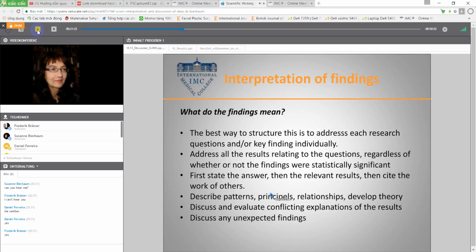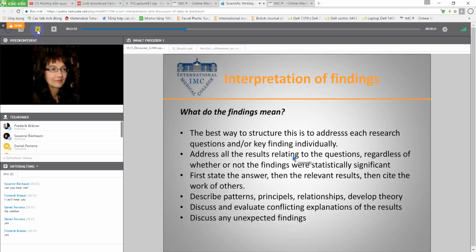What do findings mean? Again, some points to consider. You see, it's not as structured as for the results, because you can say some things first and others second, so it's a bit vague, but it's the best I could do. I've told you this: the best way to structure this part is by research questions or key findings. So you have blocks that deal with individual issues.